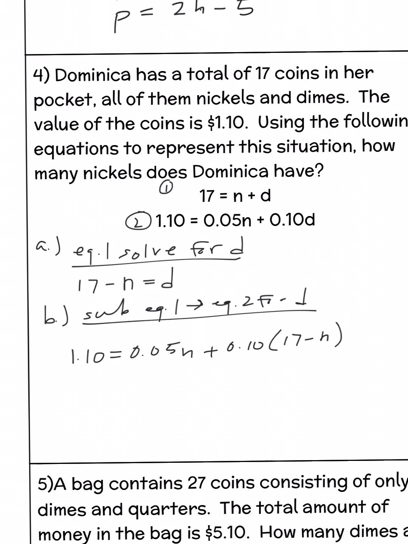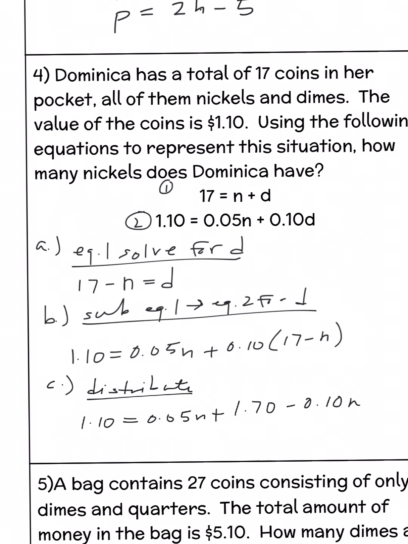So now, do you notice here that I have all my variables down to one variable, n? So the next step I'm going to do is distribute. So 1.10 equals 0.05n plus 17 times 0.10 gives me $1.70 minus 0.10n.